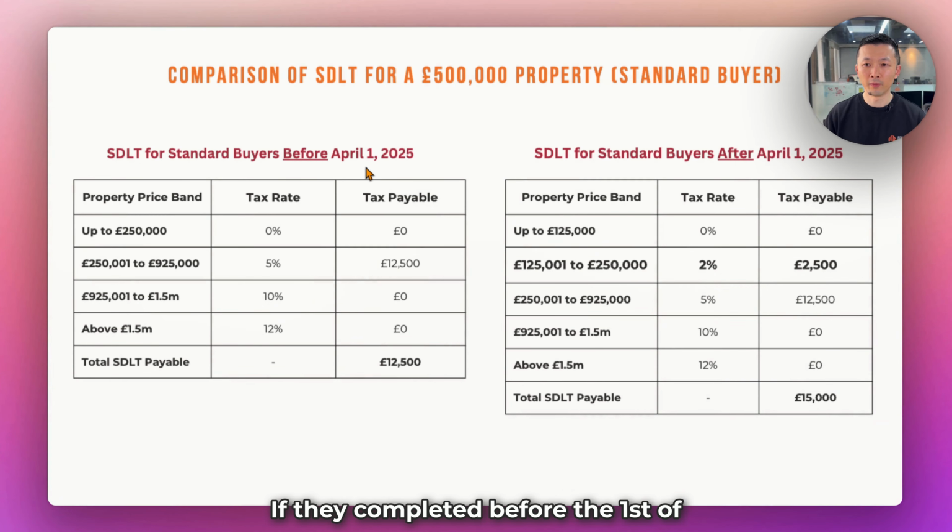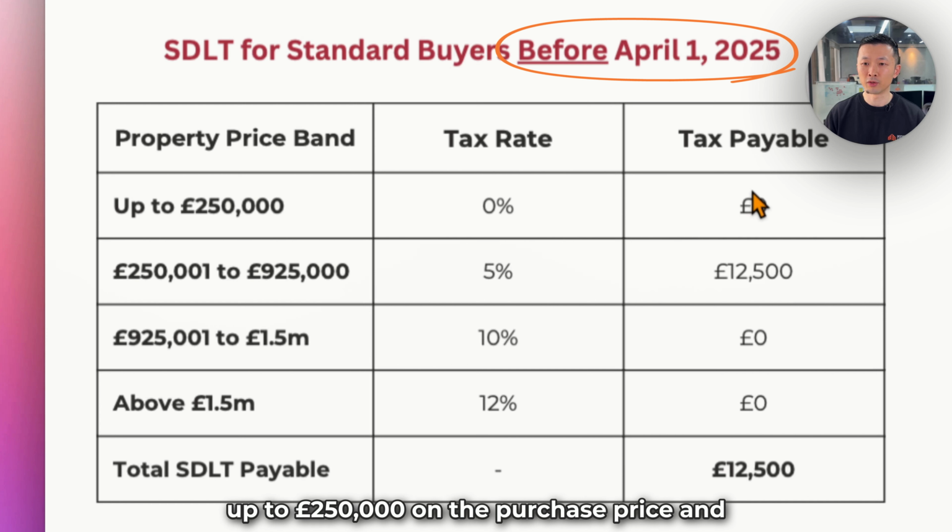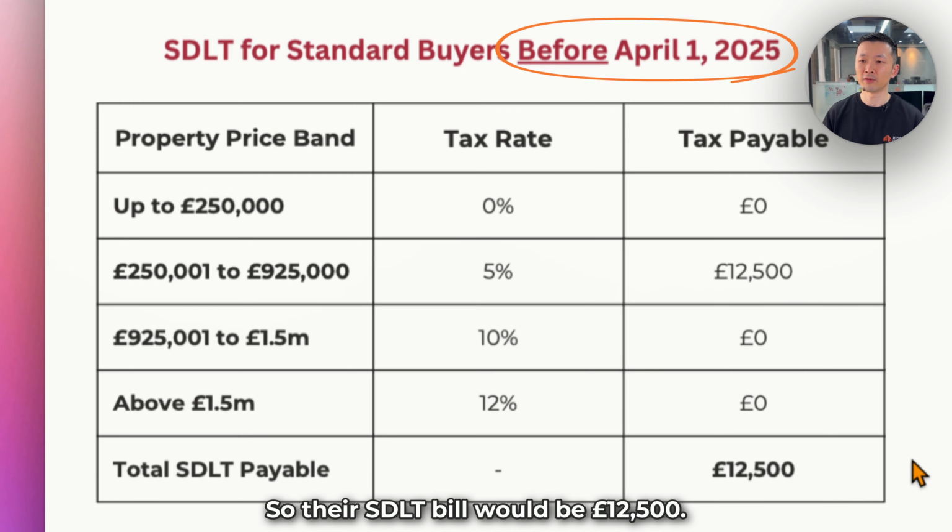If they completed before the 1st of April, they would have a nil rate band up to £250,000 on the purchase price, and they would be taxed at 5% for the remaining £250,000 to make it a £500,000 purchase price. So their SDLT bill would be £12,500.